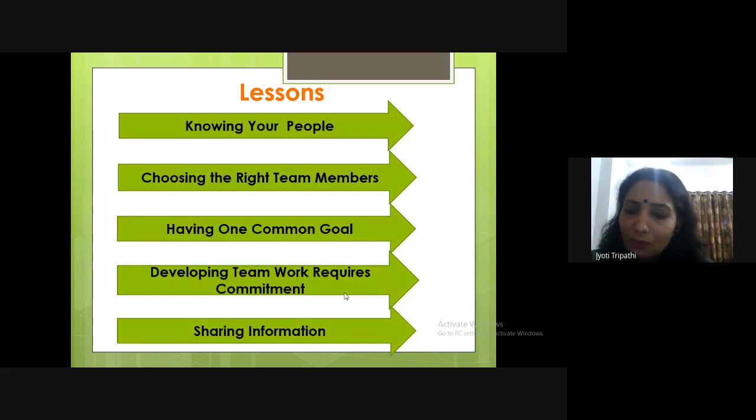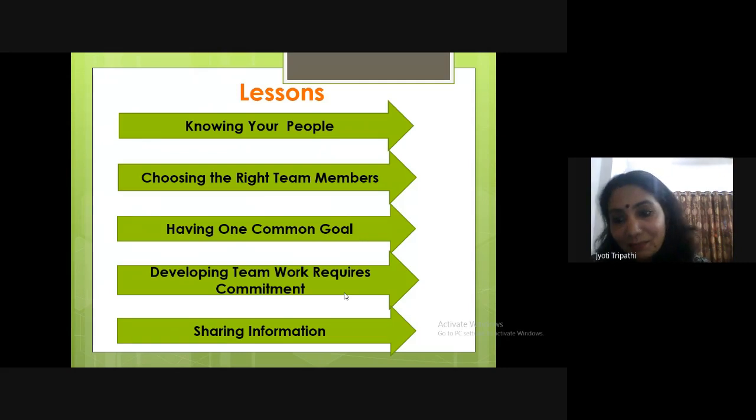Now, lessons. First lesson is knowing your people. Do we know the people, the team members who are part of us? We should know each and everything about them. Who are they? What are they working upon? What are their weaknesses and strengths? And what is their true potential? Until we know the psychology of the people who are working with us, we will not be able to utilize their utmost potential. So it is an important aspect, the first lesson, knowing the people around us.